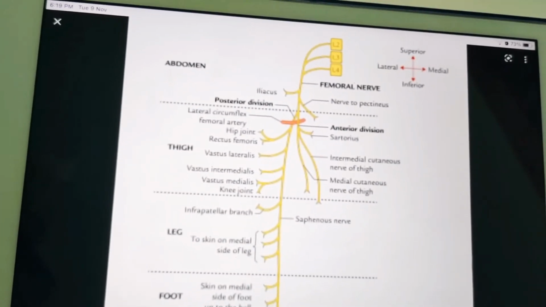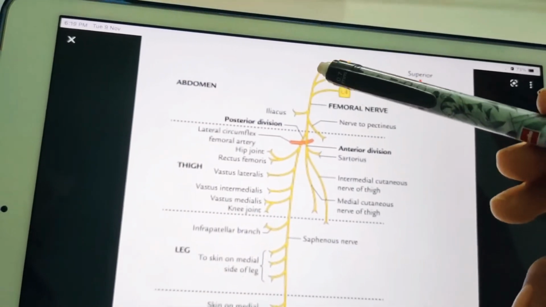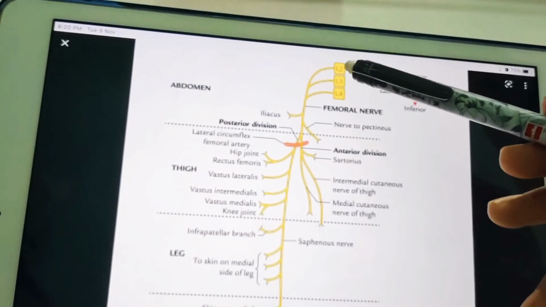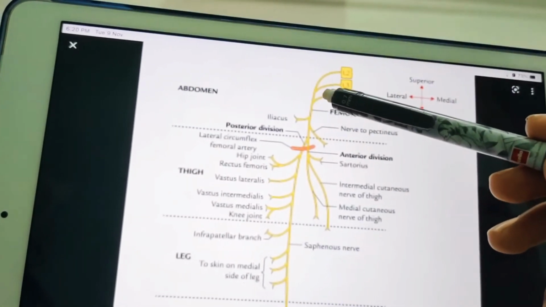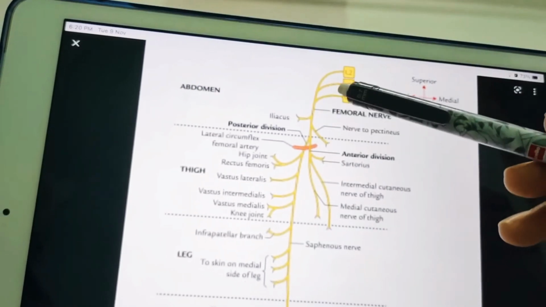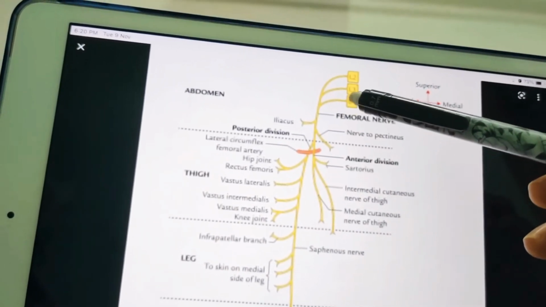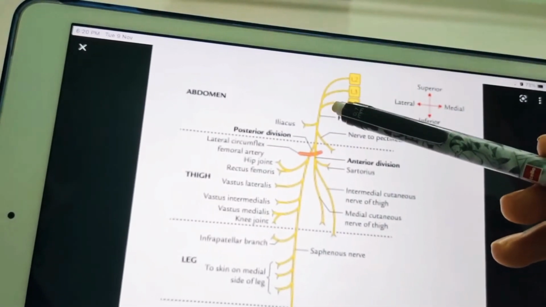It is the largest branch of the lumbar plexus and it is formed by the dorsal divisions of the anterior primary rami of spinal nerves L2, L3 and L4. So mainly L2, L3 and L4, the three together, form our femoral nerve. Okay. So mainly their anterior primary rami. It mainly enters the femoral triangle.